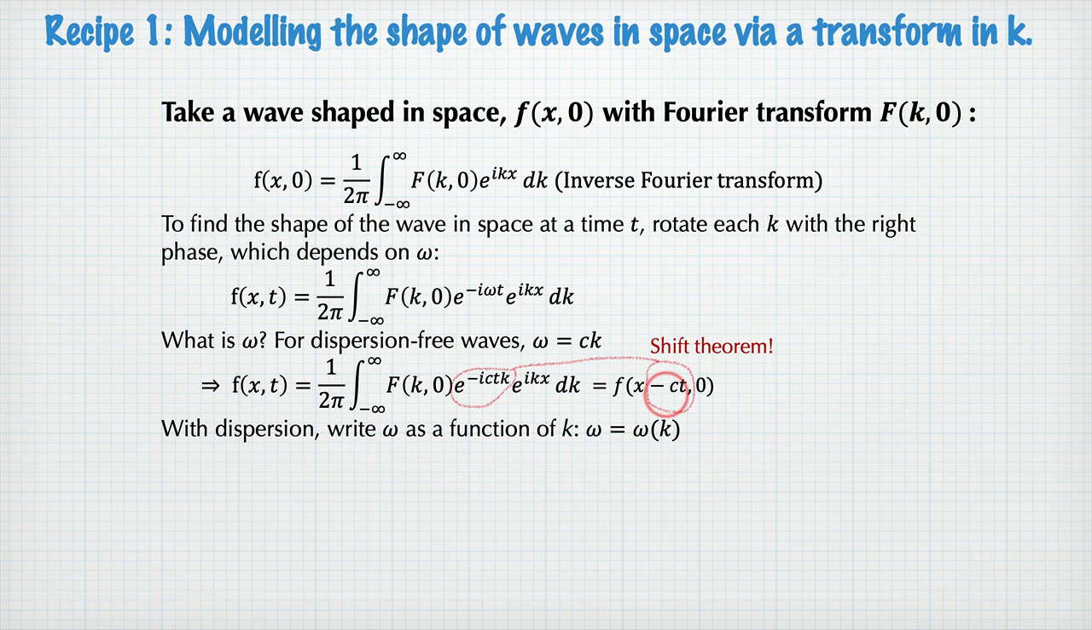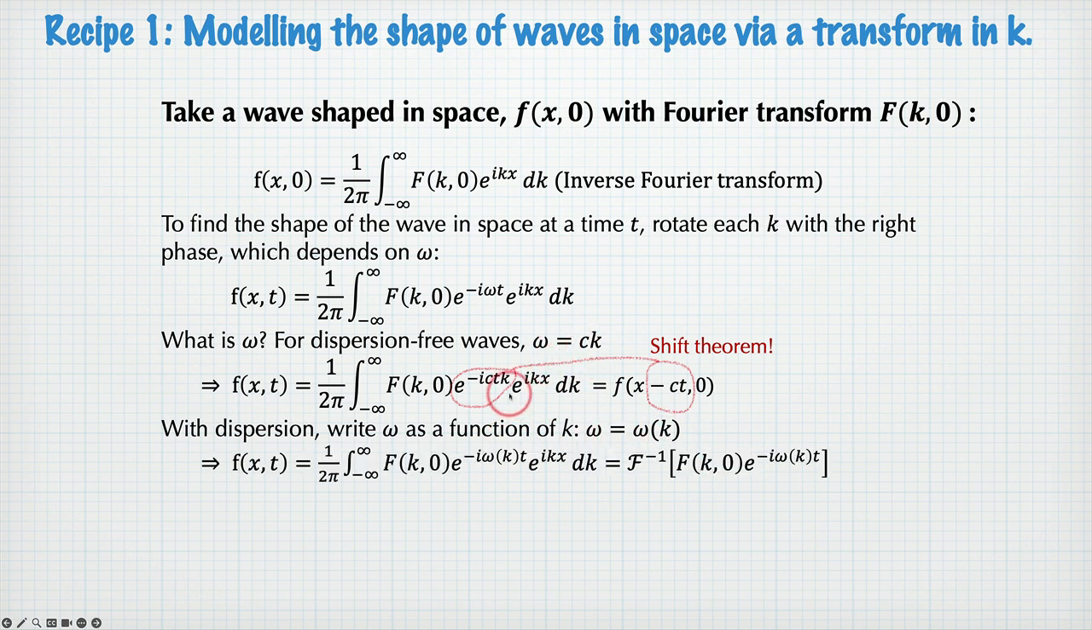When we get to something that has dispersion, we can't do it like that. So we're going to write omega as a function of k, and this is now a more complicated function of k rather than this sort of trivial example here. So we can write out our function of x, f of x and t, as this inverse Fourier transform, where now the phase shift here will depend on omega, but omega is a function of k, and that depends on the physics of the situation.